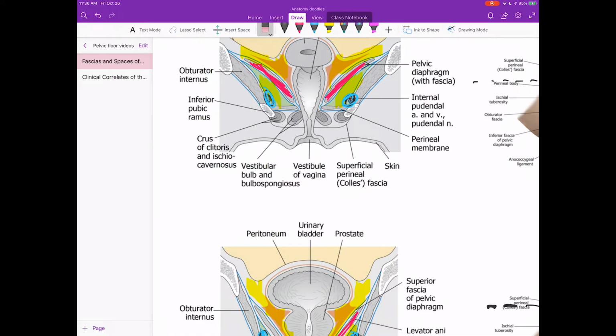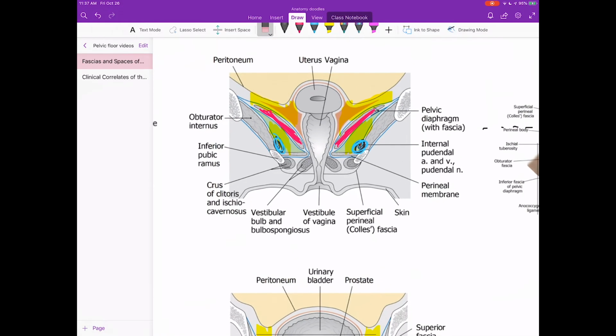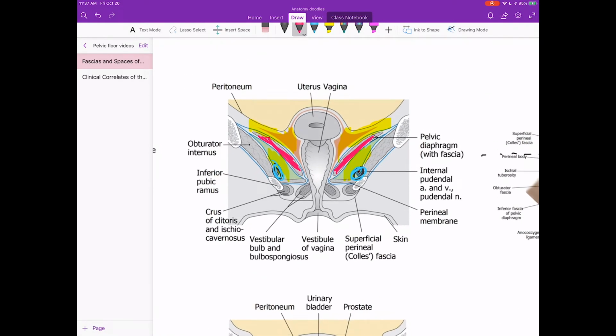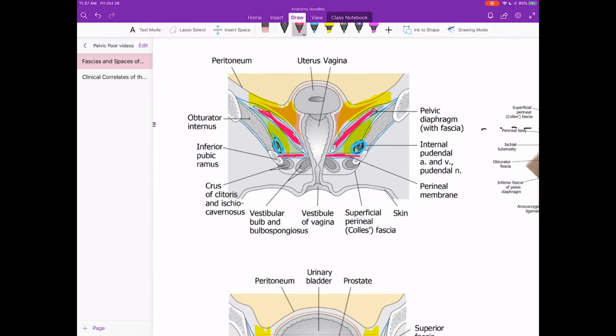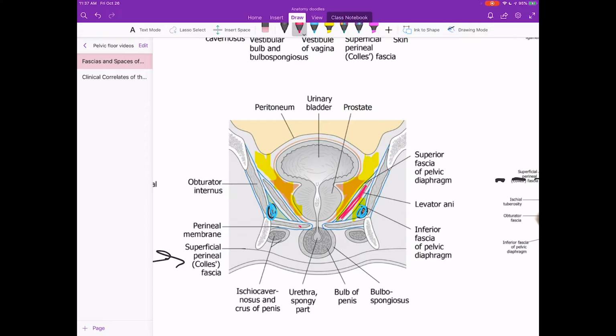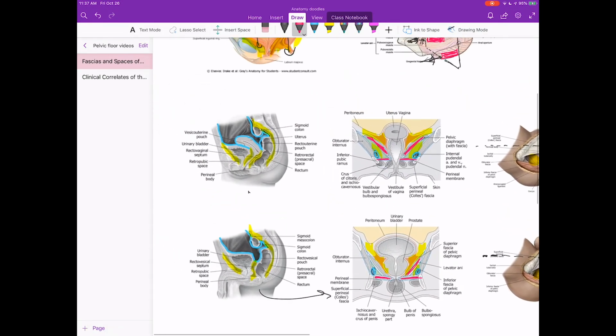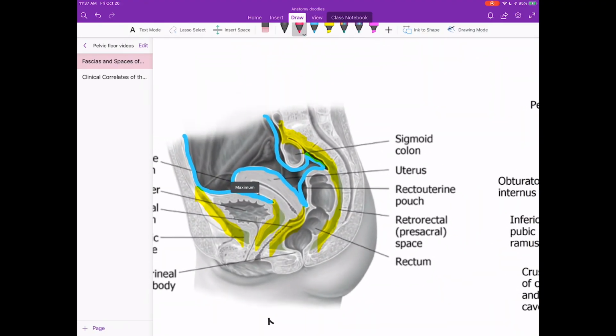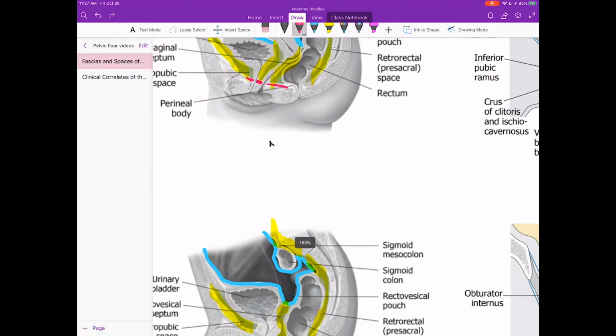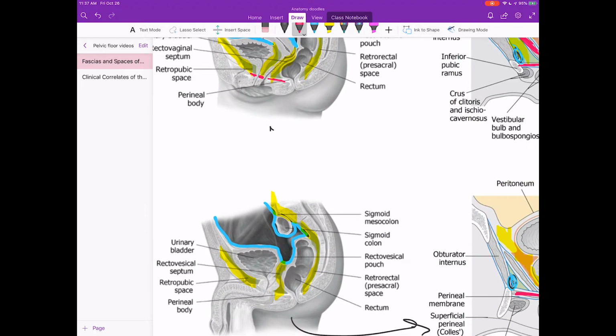That brings me now to the urogenital diaphragm. In this cross-section of the female, we see the urogenital diaphragm here as the floor, and we see it also here in the male, in the coronal views. Where is this located in the sagittal views? In the female, it's located here, and in the male, it's located here.